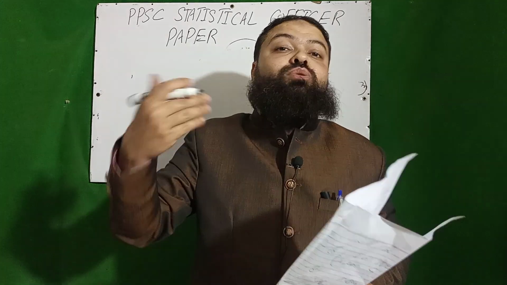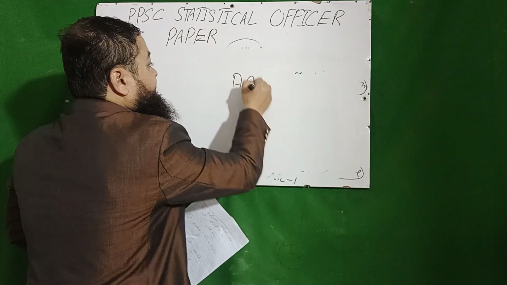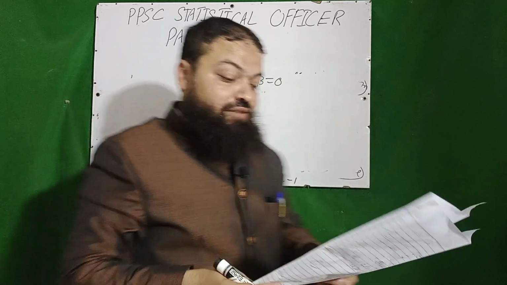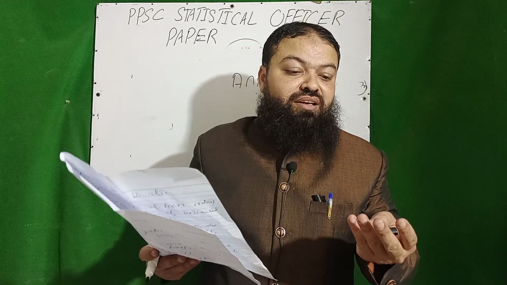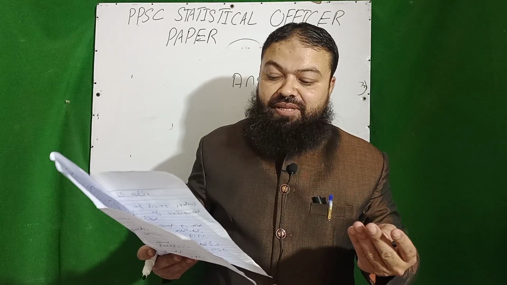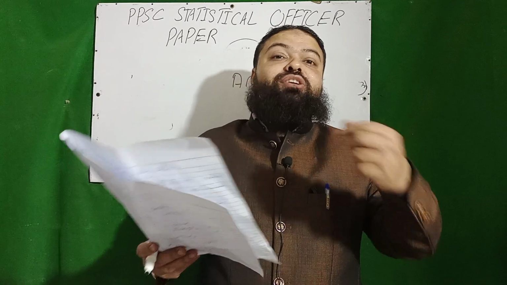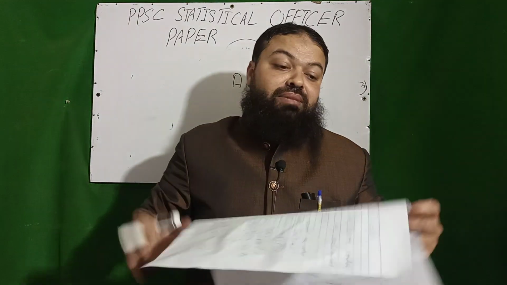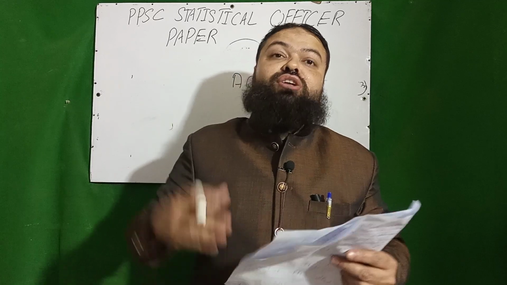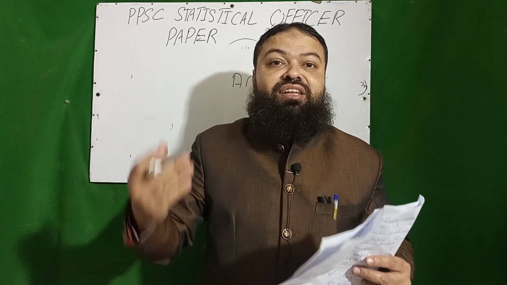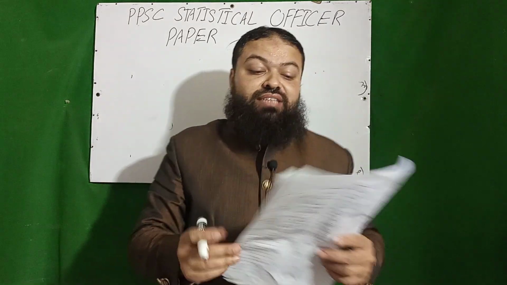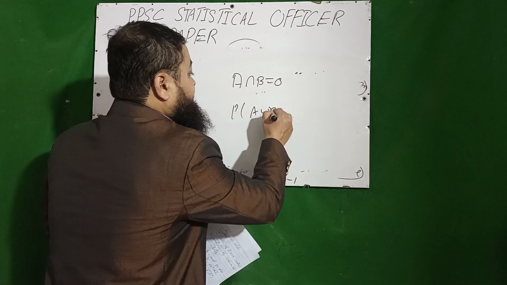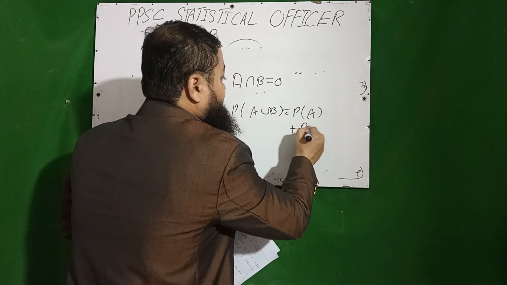Then the next question: what are disjoint events which cannot occur together? They have intersection 0. A intersection B is 0 in disjoint events. Then which one is non-random sampling? The options are cluster sampling, systematic sampling, multi-stage sampling, and quota sampling. Quota sampling is non-random sampling. We have personal judgment in that sampling. Then CPI is also called cost of living index. Equality of two variances is checked by F test. Then if A and B are two disjoint events, then probability of A union B will be probability of A plus probability of B.